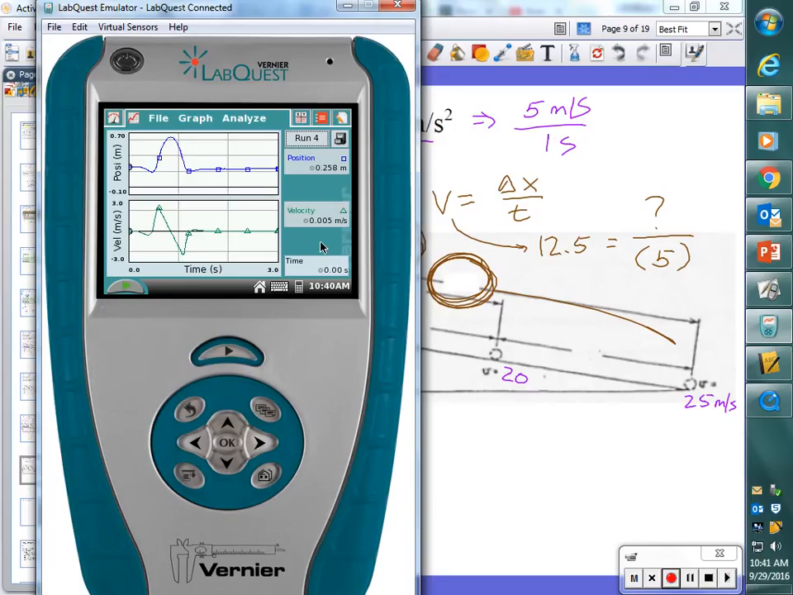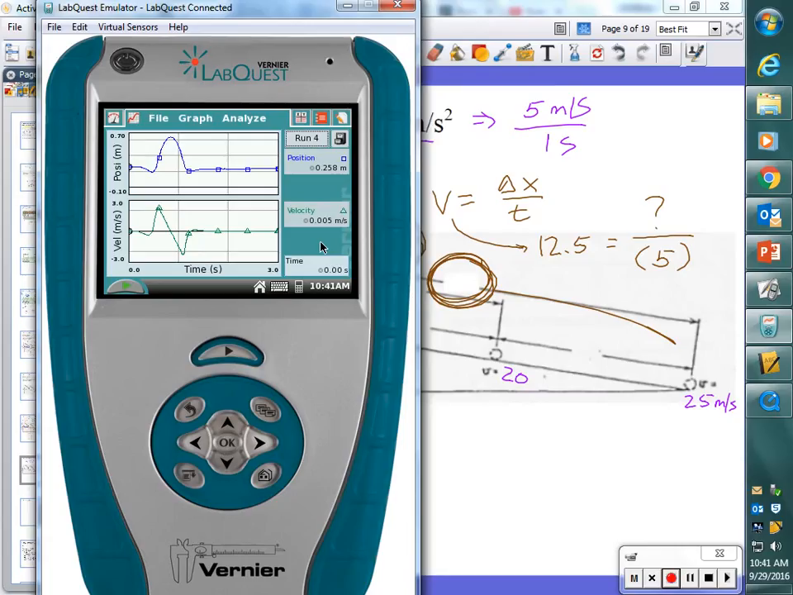Position graph. What does position tell us? Where it is, right? Relative to what? The reference point. Jack, what's the reference point in this experiment? The LabQuest, or the motion detector that was measuring. Because did I start at zero position? Does the position graph start at zero position? It doesn't. The LabQuest is the reference point in this problem, the table, or the LabQuest, or the motion detector.